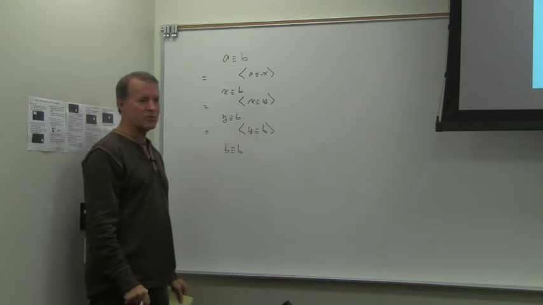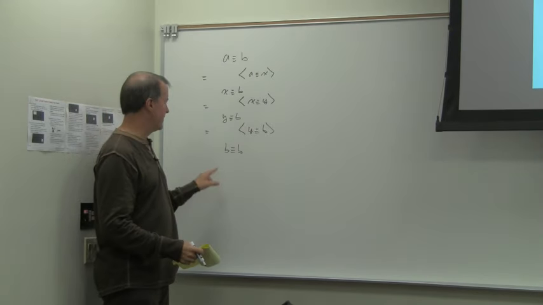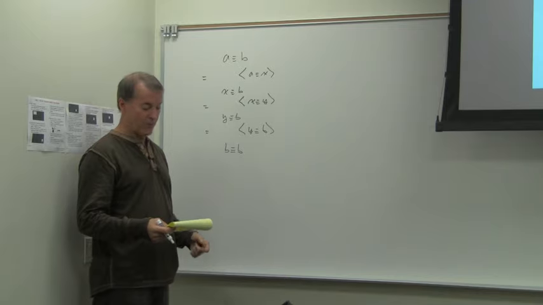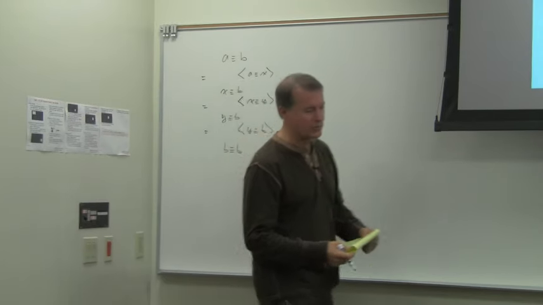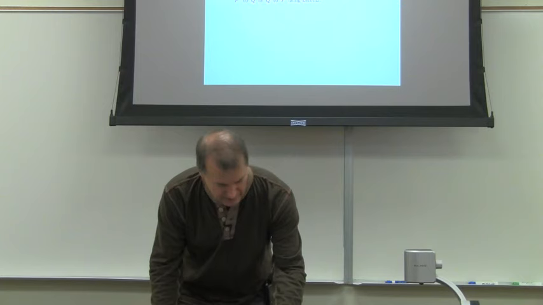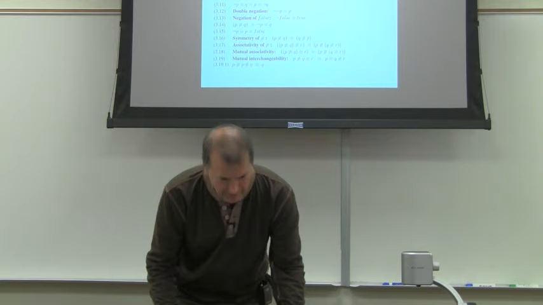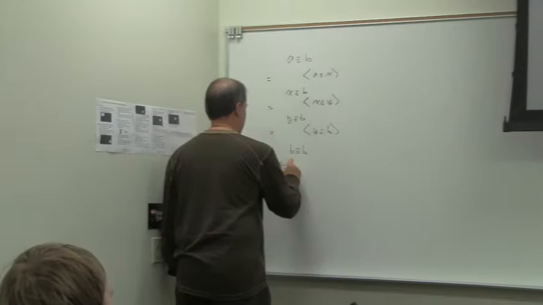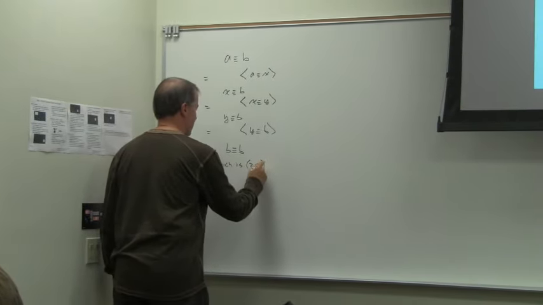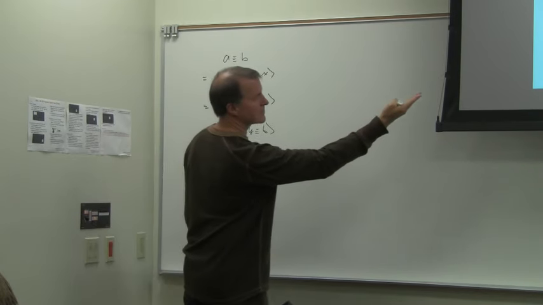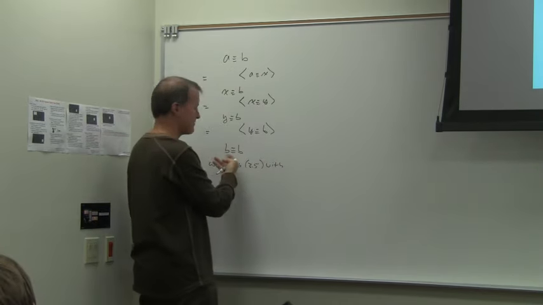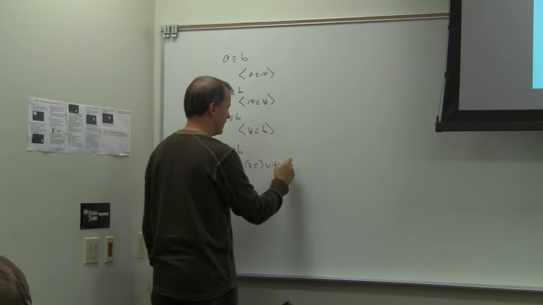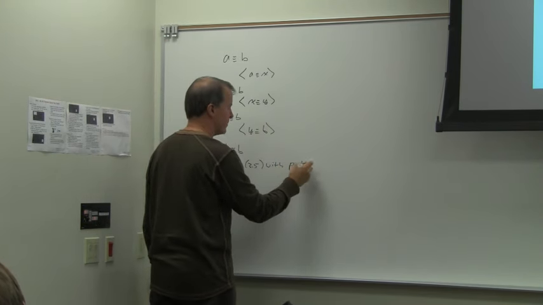Now at this point, what would you do, now that you've got B equals B? Which is what? What would you quote? Which is reflexive. Is it 3.5? Yeah, which is 3.5, right? So here you would say which is 3.5. Actually 3.5 is P equals P. This is B equals B, but it's 3.5 with what? P replaced by B. Right?